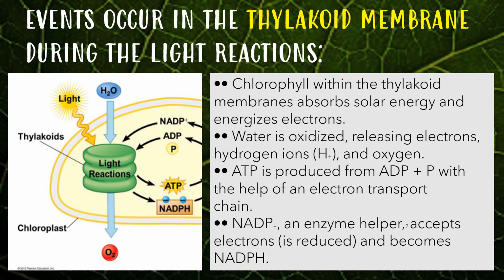So here are the events that occur in the thylakoid membrane during the light reactions. Take note of this. First, chlorophyll within the thylakoid membranes absorbs solar energy and energizes electrons. Next, water is being oxidized, releasing electrons, hydrogen ions, and oxygen. The next one, ATP is produced from ADP and P or Pi, with the help of an electron transport chain. And lastly, NADP, an enzyme helper, accepts electrons, or is being reduced, and becomes NADPH.